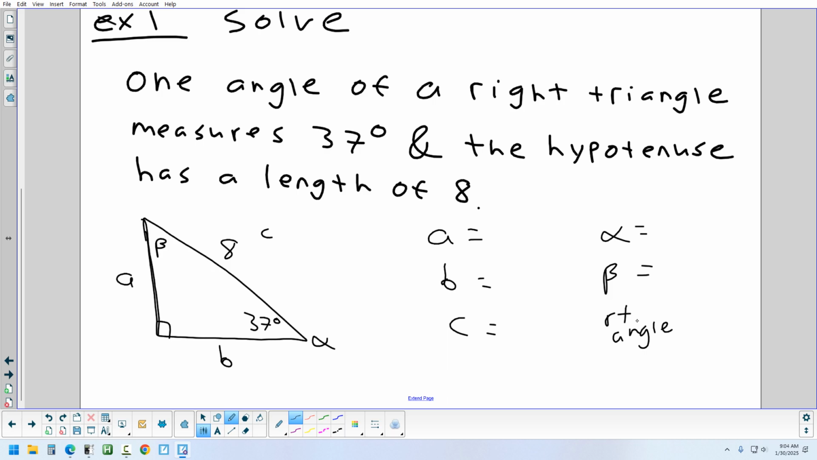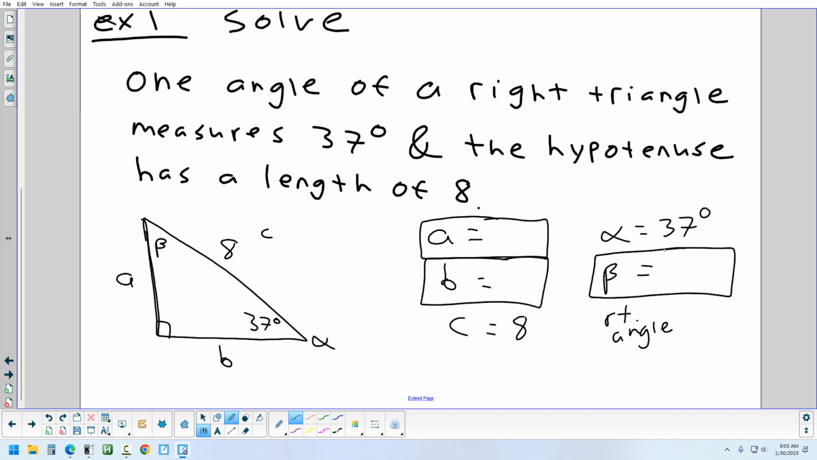All right, so let's label what we know. A, I'm going to put a box around it because I need to find it. B, put a box around it. C, I know is 8. Okay, alpha is 37. And beta, I don't know. So when I'm done, I need to fill in those 3 boxes.